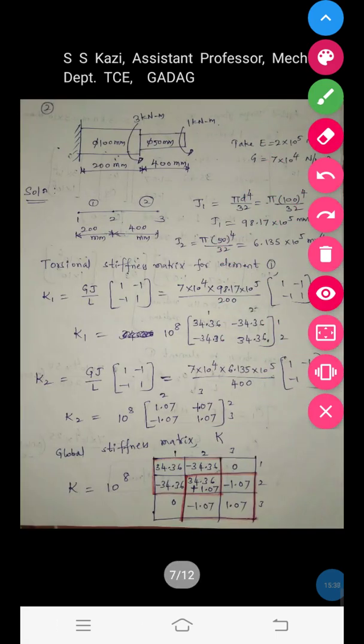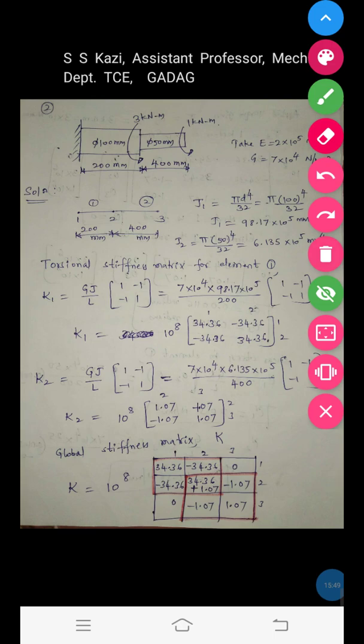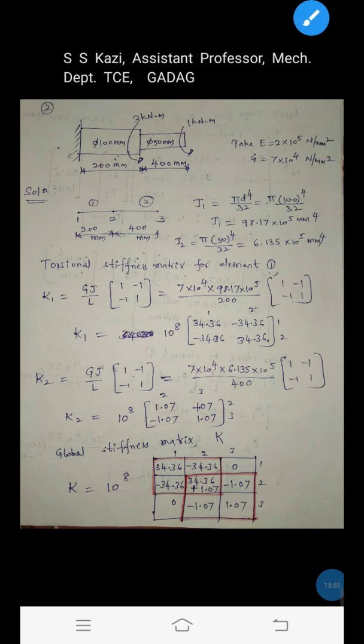Okay, now this problem, if you consider, we will consider. Now this is the shaft given, a stepped shaft, which is subjected to torques: 3 kilonewton meter at the change in cross section, and at the end one more end torque, that is 1 kilonewton meter. Both are in the same direction.